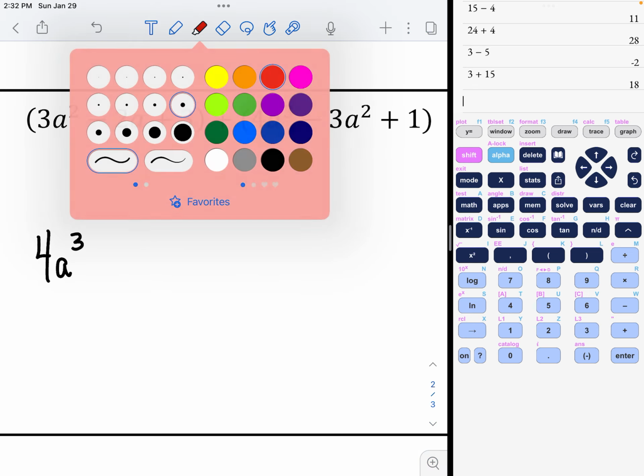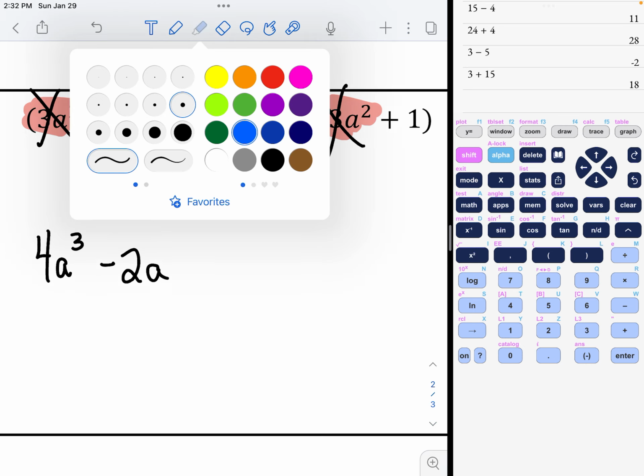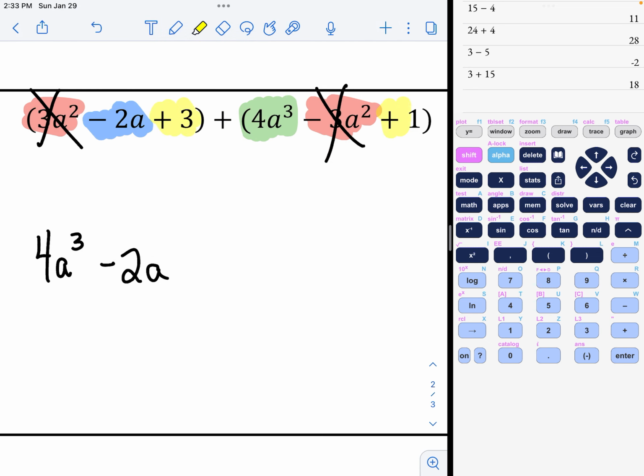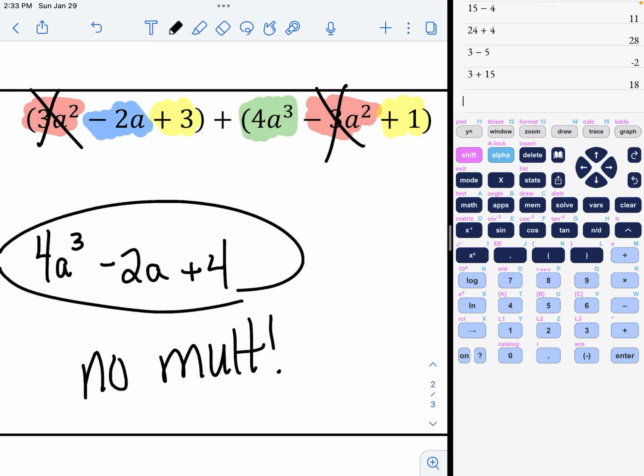Then I have 3a squared minus 3a squared, which is actually 0a squared, right? But we don't write 0a squared. Those cancel each other. So I'm going to go boom, boom, boom, boom. And then I have a minus 2a to the first power. It's the only one of its kind. And then last but most definitely not least, I need one more color. I'll just use yellow. I have a positive 3 and a positive 1 to make for a positive 4. So there was no multiplying on this problem, because there's no monomial on the outside of parentheses.